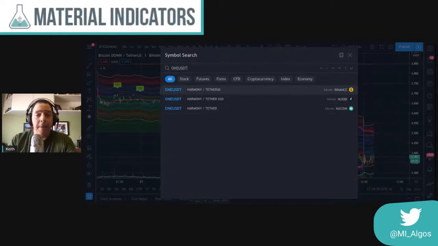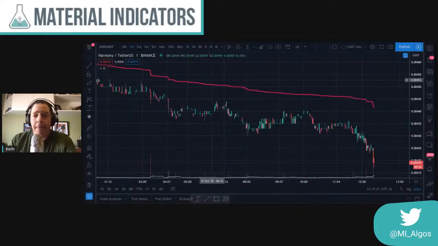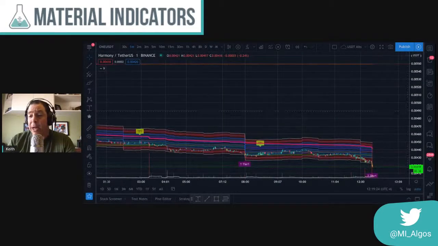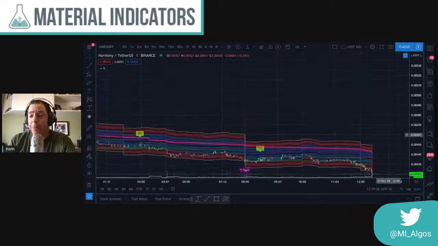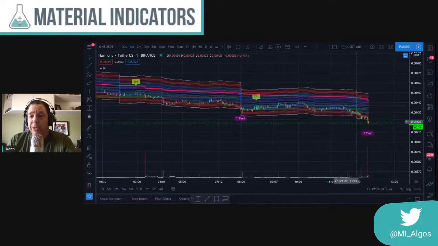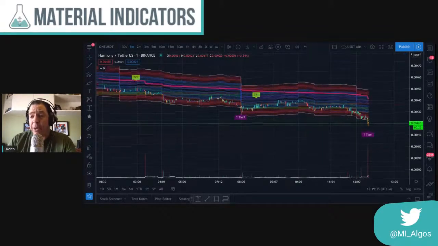USDT. All right, you can see it dumping right now, right? And it just triggered that signal. Signals fire when price crosses below, and the candle closes below the 0 fib line on the chart, right?